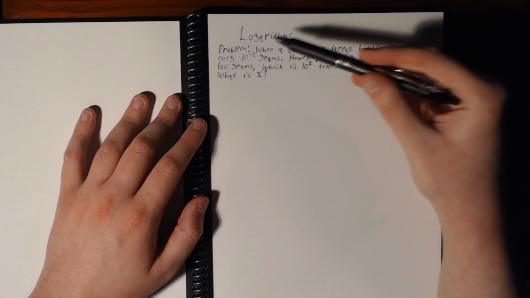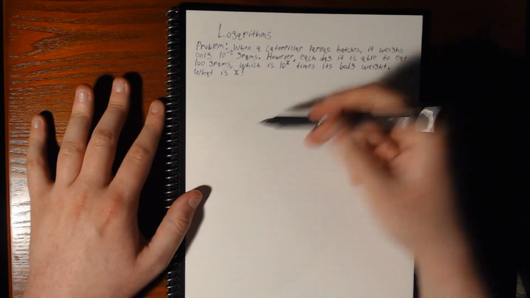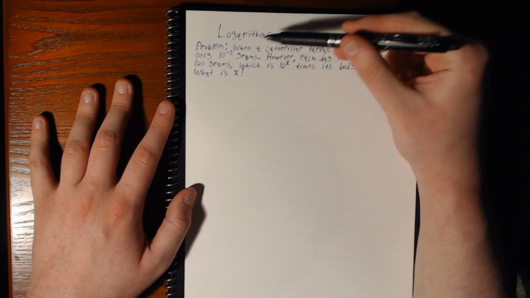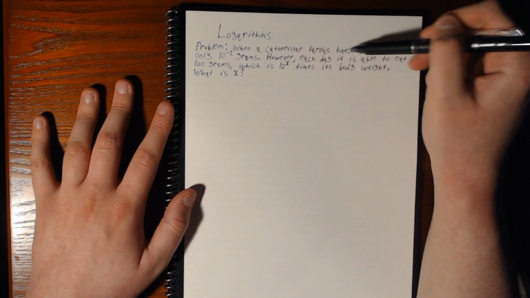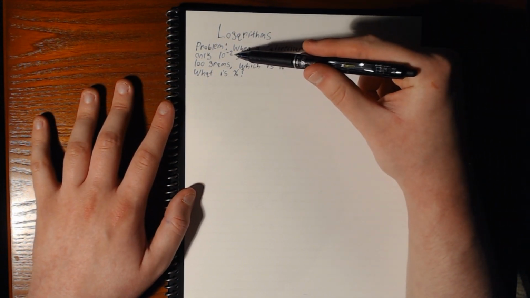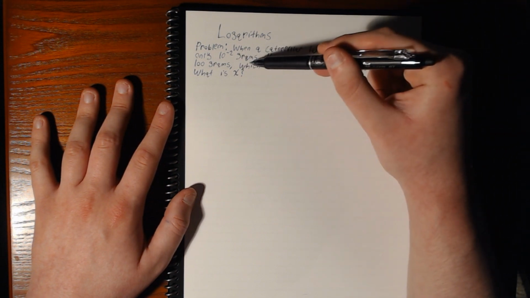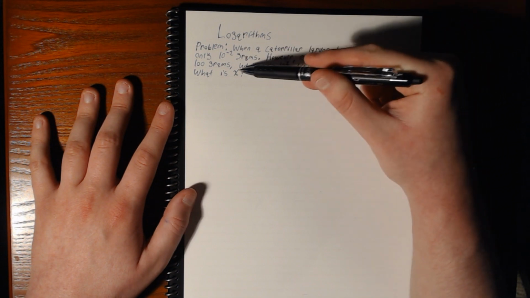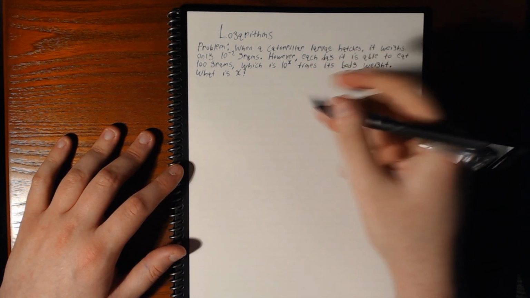All right, so now we're back here again to the big problem that I said we would leave for last, because you do kind of have to work around some algebra a little bit. So the problem reads again, once more, when a caterpillar larva hatches, it weighs only 10 to the negative 2 grams. However, each day it is able to eat 100 grams, which is 10 to the x times its body weight. What is x?